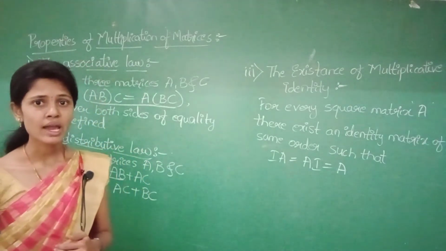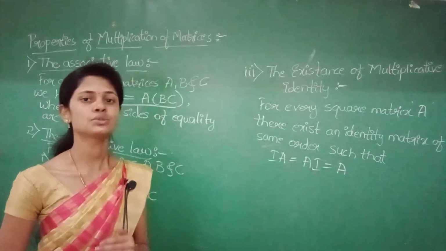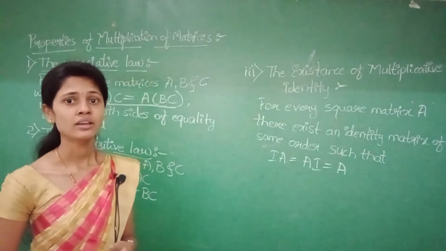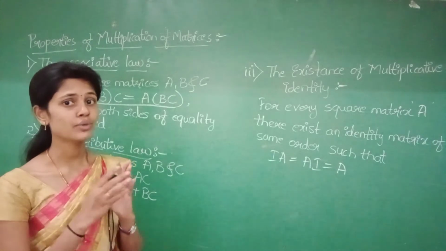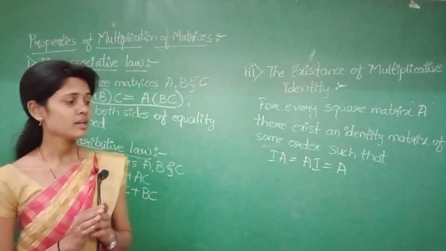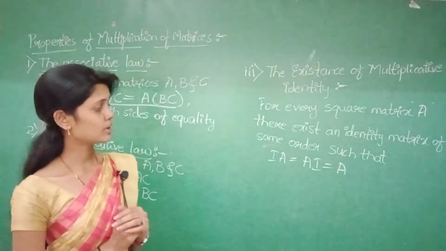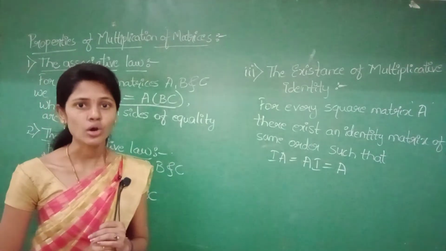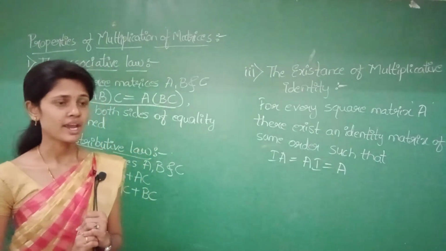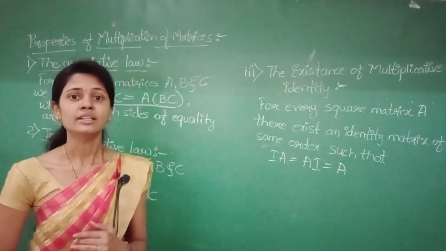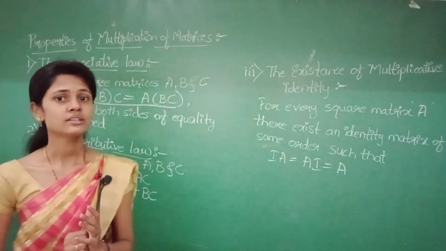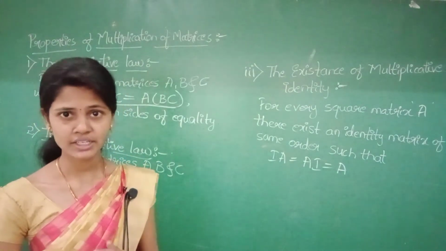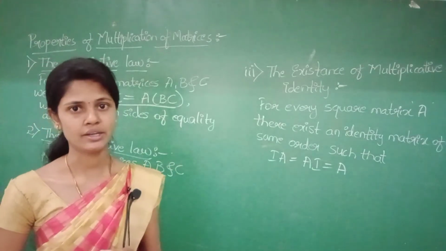Whenever you multiply an identity matrix with the given matrix A, again you will get the matrix A only, that is the given matrix, right? Once again, whenever you multiply the given matrix A with the identity matrix of the same order, you must get the given matrix only, that is A here, right? That is what we call the existence of multiplicative identity.